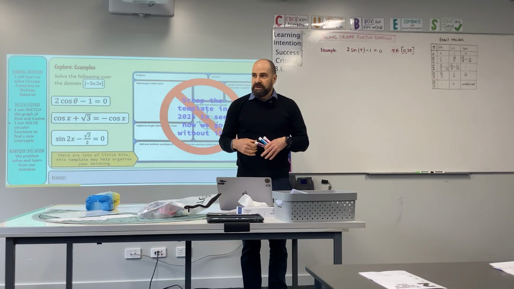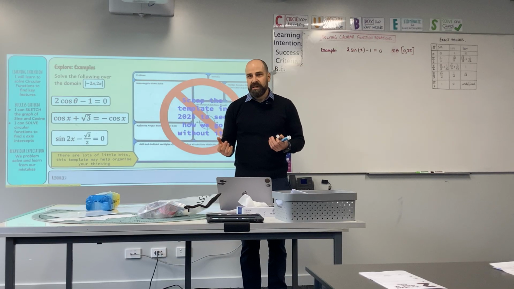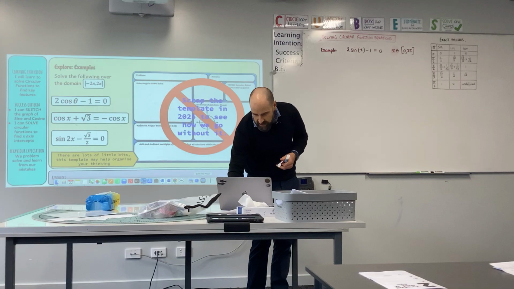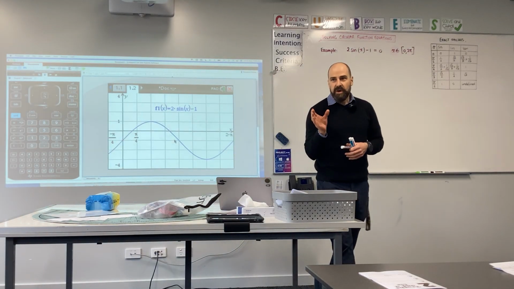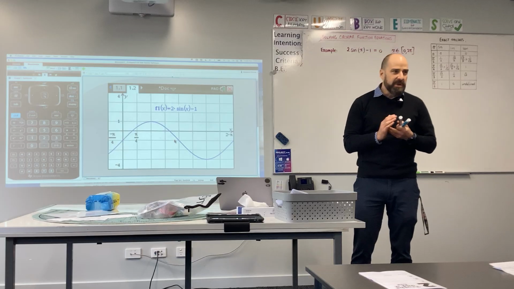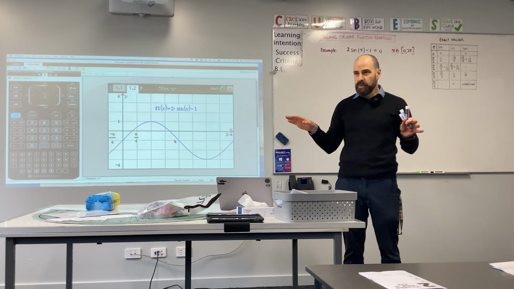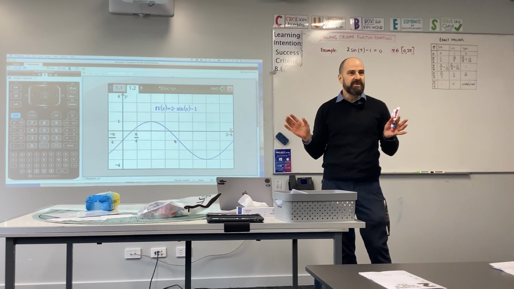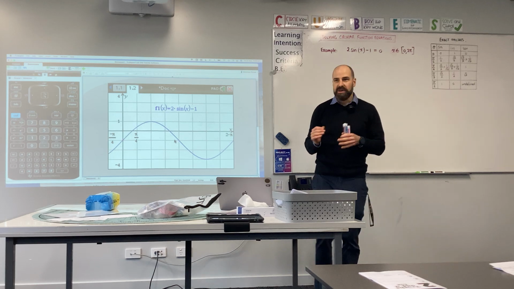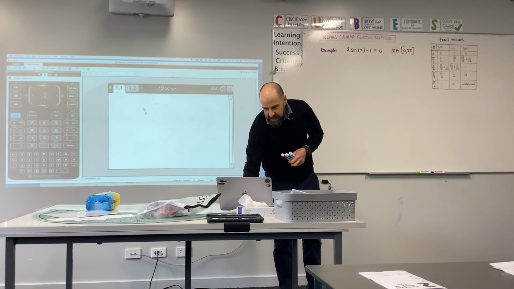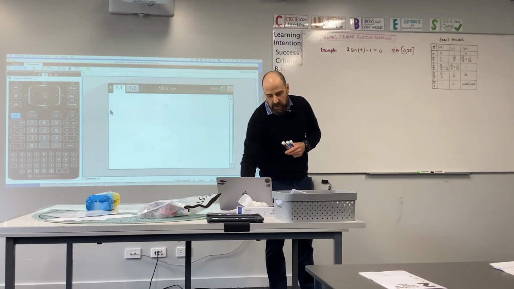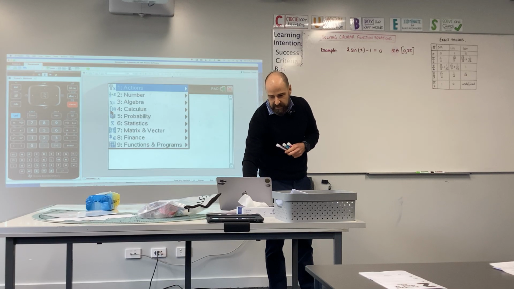First thing I'm going to do, I'm going to show you how we do this with a calculator. If you got this question and it was in a calculator test, you are a fool if you do anything by hand. It's way too hard, tricky, takes too long. You're expected to just solve it on your CAS calculator. So we're going to go straight to my CAS calculator. How do I solve equations on the CAS calculator?